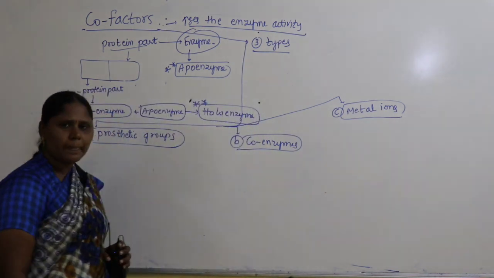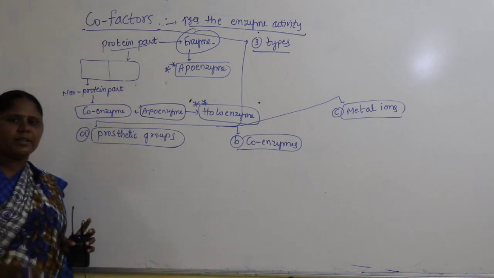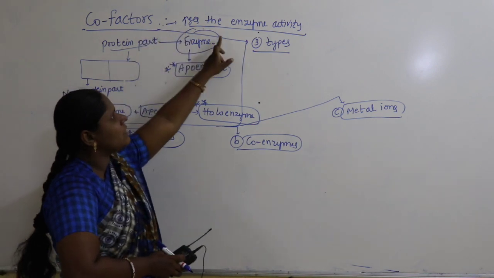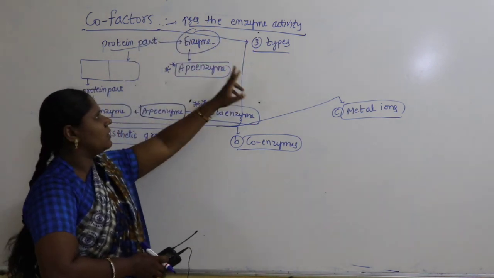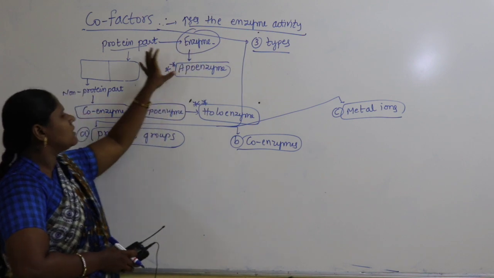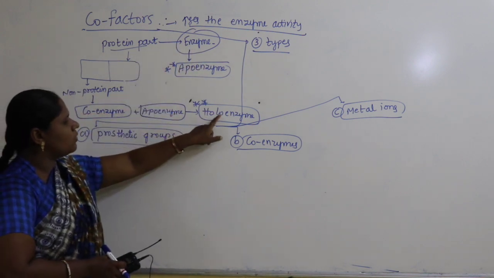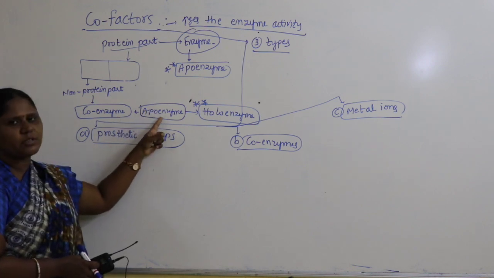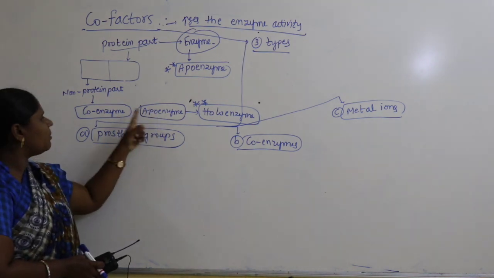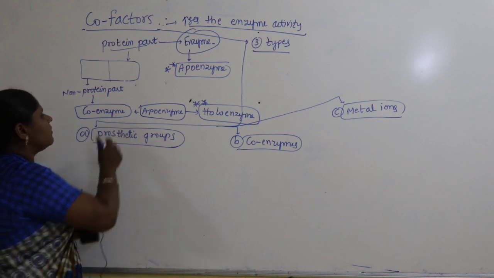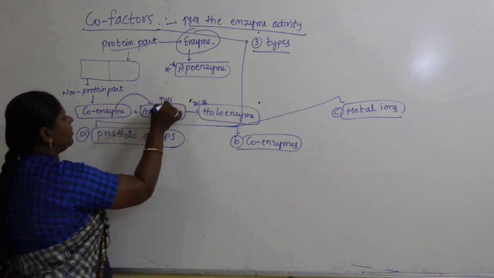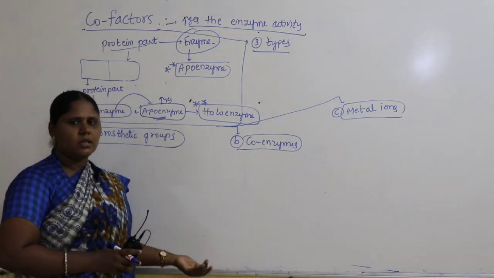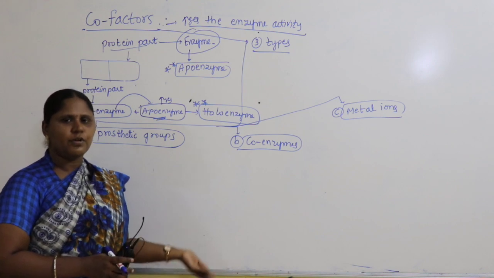Inhibitors will inhibit the enzyme activity. Cofactors increase the enzyme activity. What are the three types? What do they do? The structure holoenzyme is influenced by both coenzyme and apoenzyme. Apoenzyme is the protein part, but when apoenzyme is combined with the non-protein part, this increases the activity of the enzyme. The enzyme can combine with more substrates, thereby producing more products.